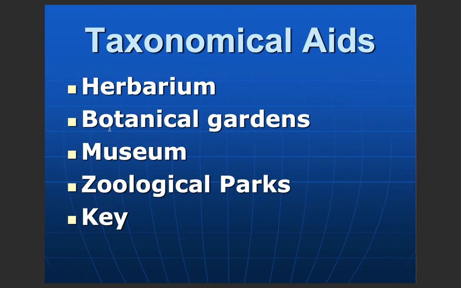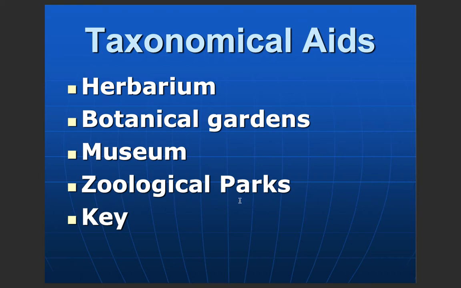The next is botanical garden, and whenever we get time we will visit a botanical garden, specifically the one present in our Noida. We will go there and see the different plants present in these botanical gardens. These are also tools to study taxonomy or the classification process. The third tool is museum. Museums are also considered taxonomical aids, which help in the classification process.